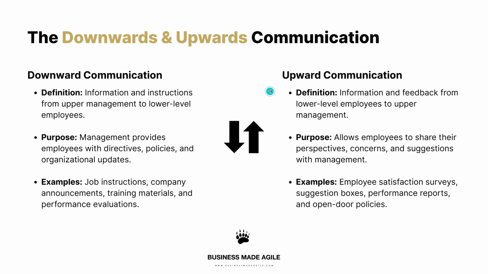On the other hand, upward communication by definition is information and feedback from lower level employees to upper management. The purpose of upward communication is to allow employees to share their perspectives, concerns, and suggestions with management. A few examples are employee satisfaction surveys, suggestion boxes, performance reports, and open door policies.